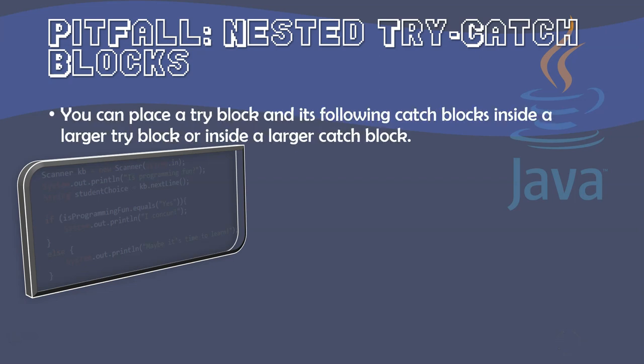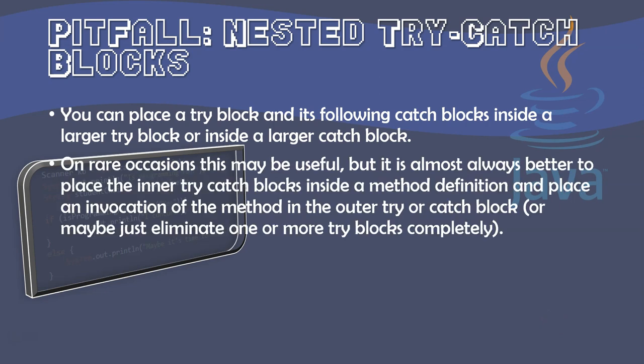So for example, if we place a try block and the following catch blocks inside a larger try block or inside a larger catch block, this is where we can run into this first pitfall. On rare occasions, having things nested is useful, but it's almost always better to do this through a method definition and place the invocation of the method in the outer try or catch block, or maybe you can find a way to eliminate one or more catch blocks or the try blocks completely, because there might be a better way for you to write your code.